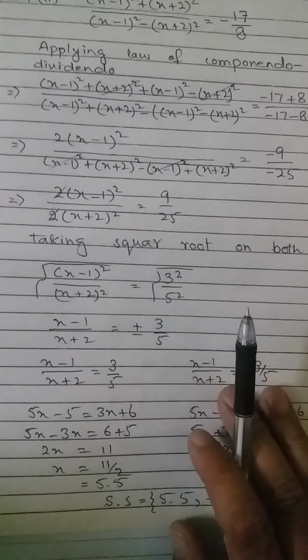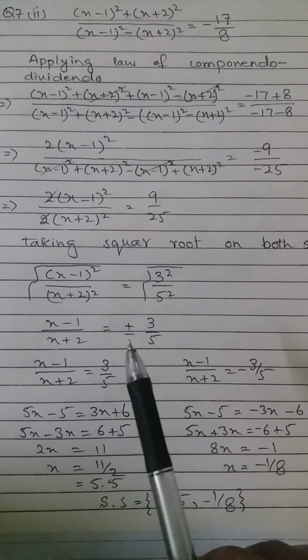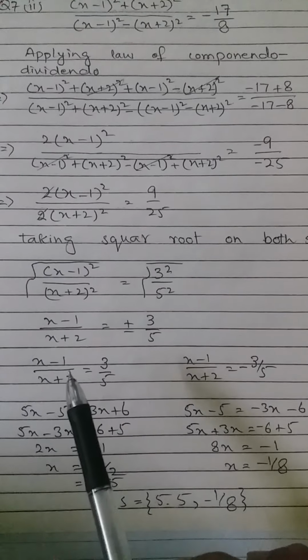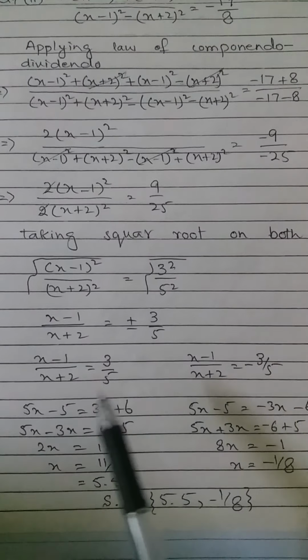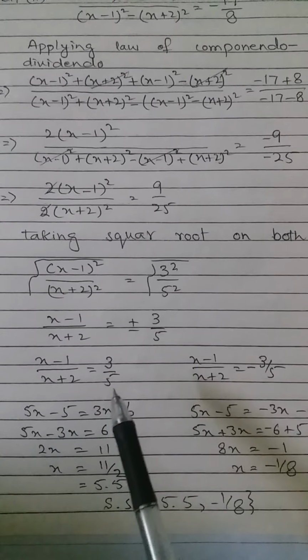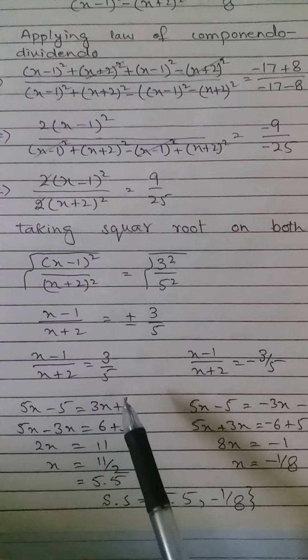So we can find two values here, one for plus and the second for minus. So we will write first in plus value 3 by 5 and second with minus 3 by 5 value. Then by cross multiplication we get 5x minus 5 is equal to 3x plus 6.